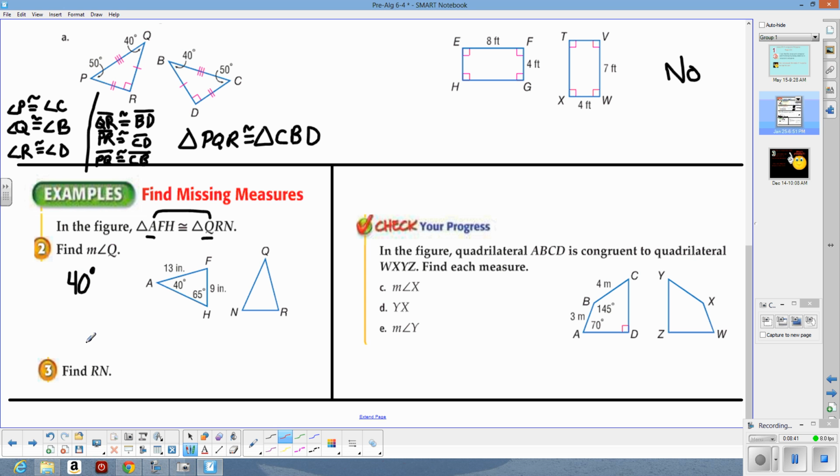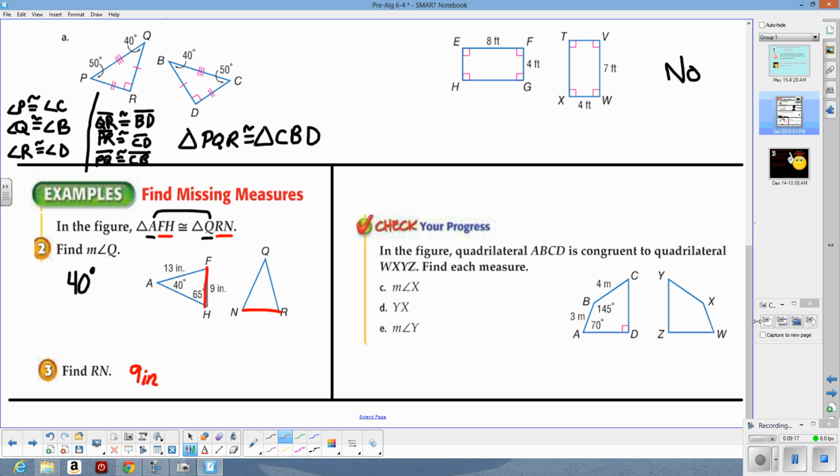Now the next thing I want to find is RN, the length of RN. Well, RN is the last two, so I want to look at the last two in the other triangle. So I want to look at the length of FH. Well, FH is 9 inches, so that means RN is also going to be 9 inches. You may want to pause the video and try the next three on your own. It says in the figure, quadrilateral ABCD is congruent to quadrilateral WXYZ.